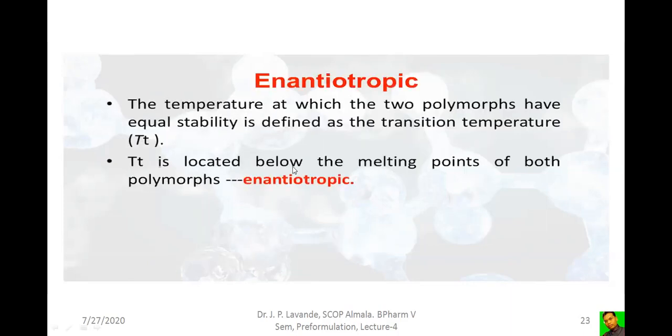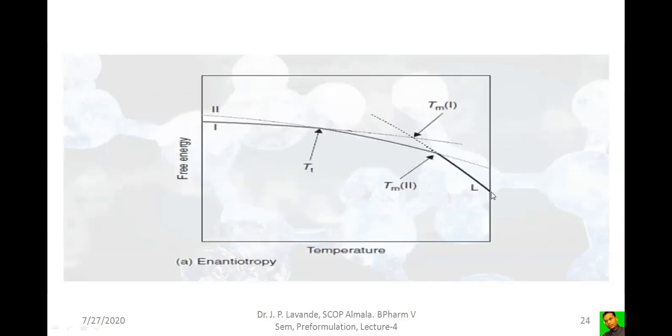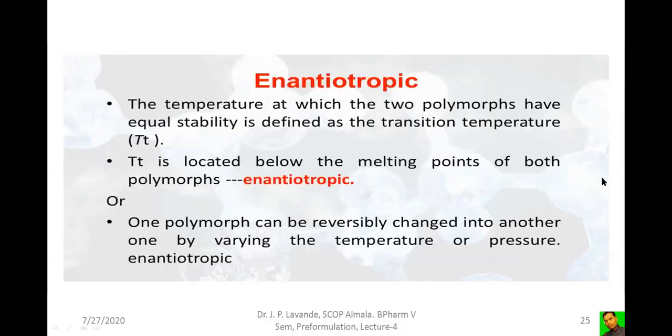So it is located below the melting point of both polymorphs. That is the enantiotropic. So what is the characteristic of the enantiotropic? The transition temperature of the enantiotrope will remain below the melting point of both the polymorphs. Or one polymorph can reversibly change to another form by varying the temperature and the pressure. So this is the reversible type. Changes in the temperature will lead to the interconversion, and again the changes can be reverted back based on the temperature and the pressure.